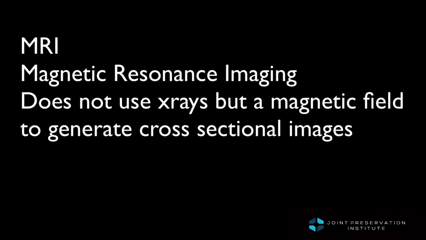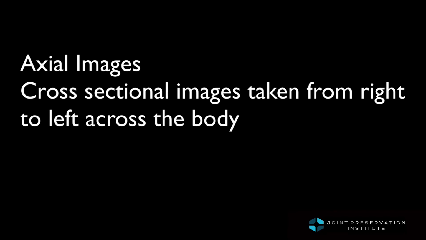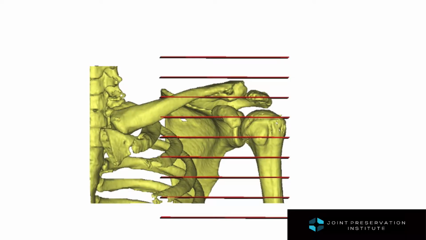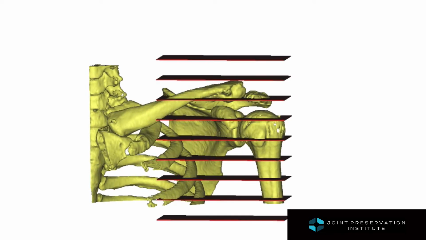MRI, or magnetic resonance imaging, is a revolutionary technology for imaging the body. It does not use X-rays, but rather a magnetic field to generate cross-sectional images of body structures. The standard images that are generated by MRI are called axial images, and these are cross-sectional images taken from right to left across the body. These are essentially multiple images going from top to bottom across the body structure, in this case, a left shoulder.